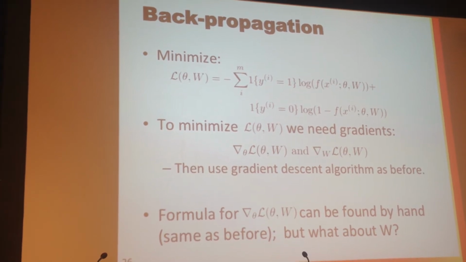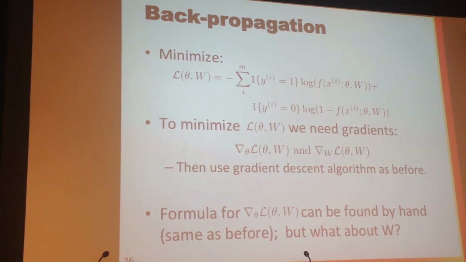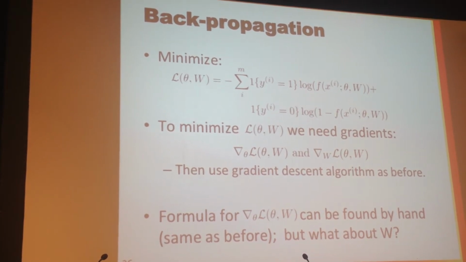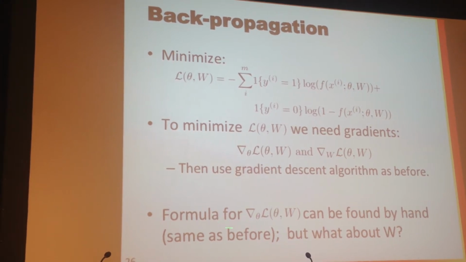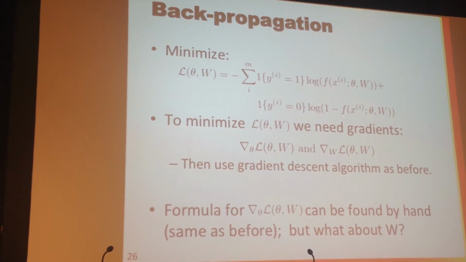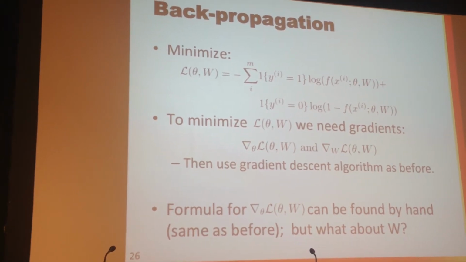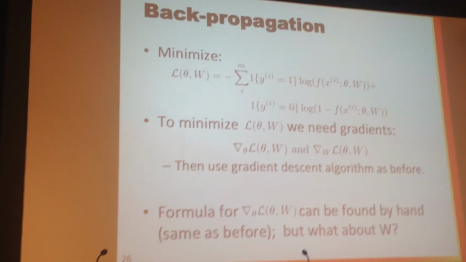So once we've done that, we can do the same thing as before. We can just update W based on its gradient. We can update theta based on its gradient, and away we go. If you actually try to work this out by hand, it'll turn out that the gradient with respect to theta is the exact same thing. You don't have to worry about it. You can just compute it by hand with a scratch pad and pen.